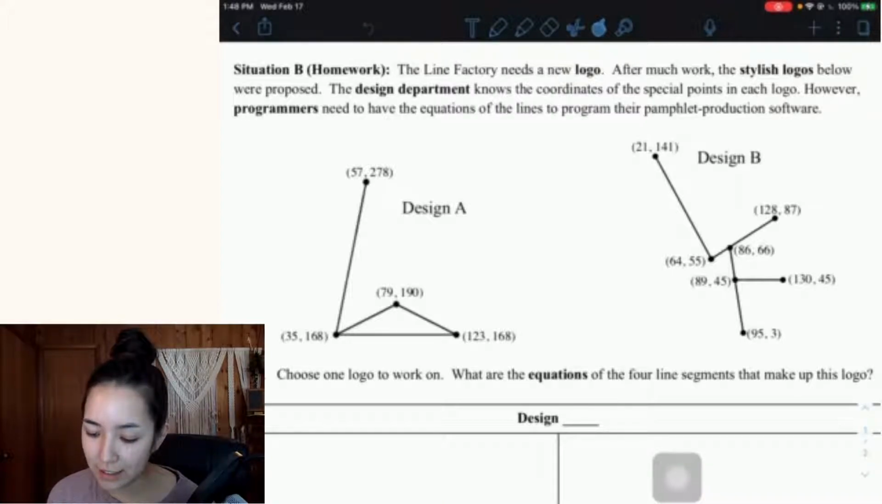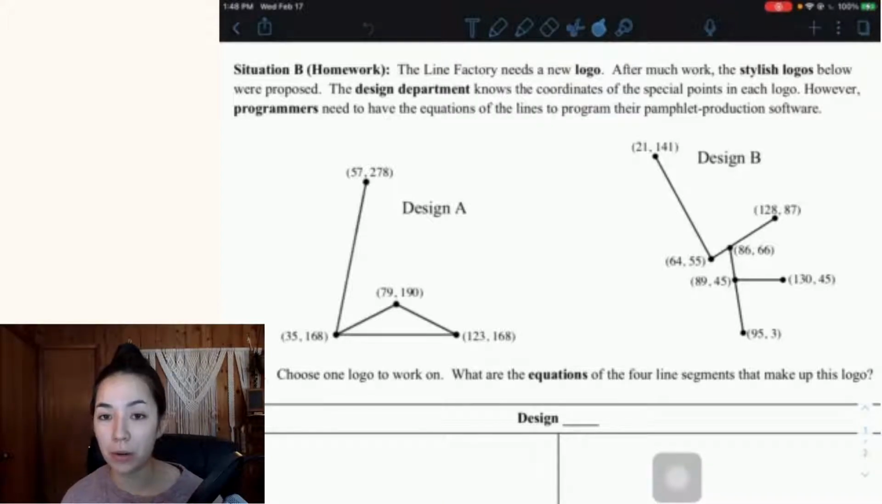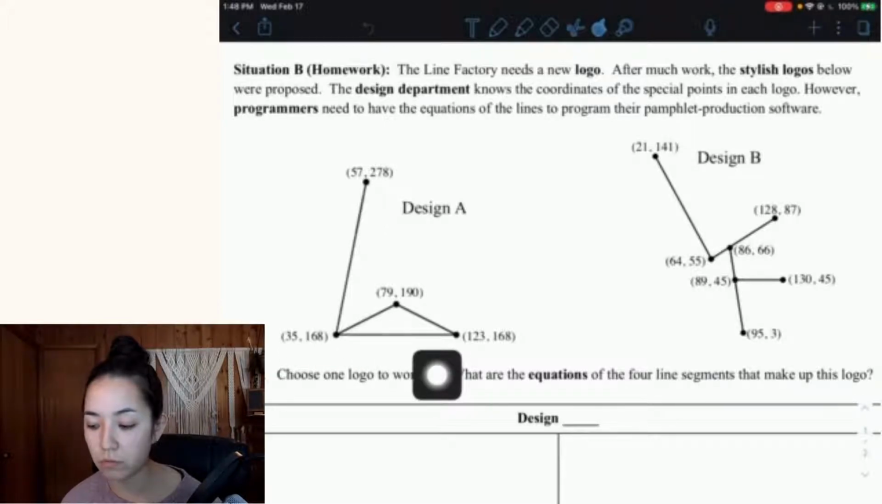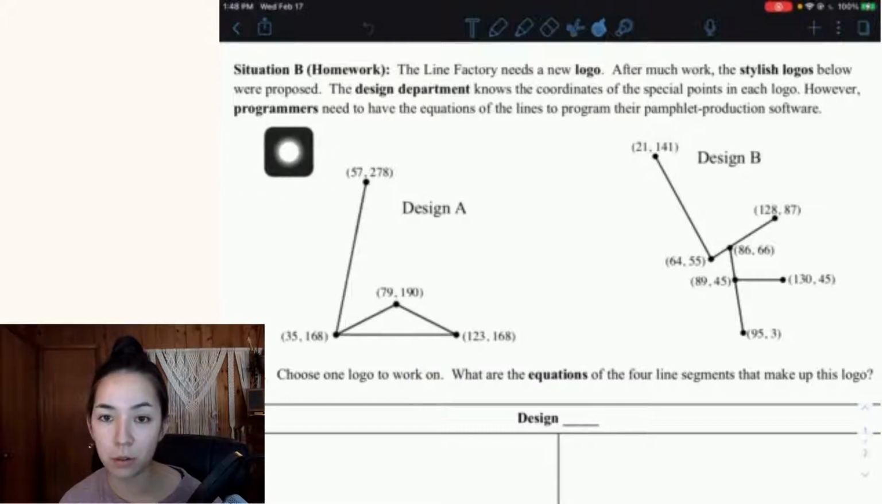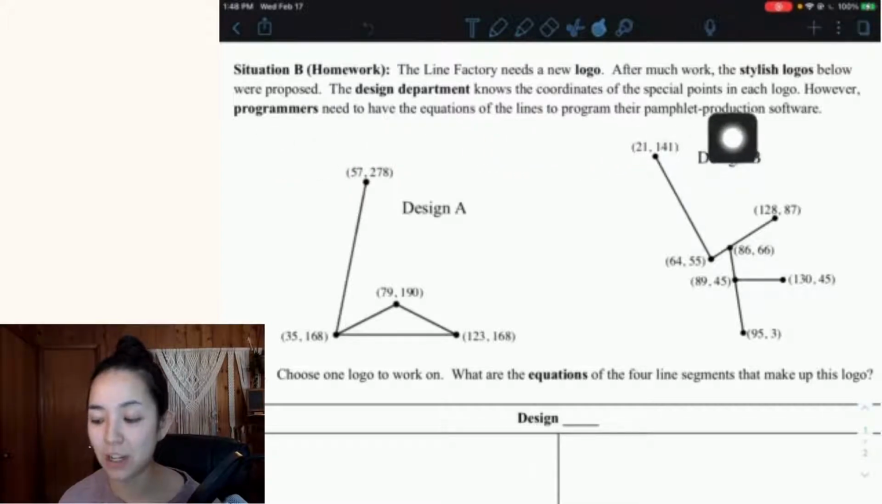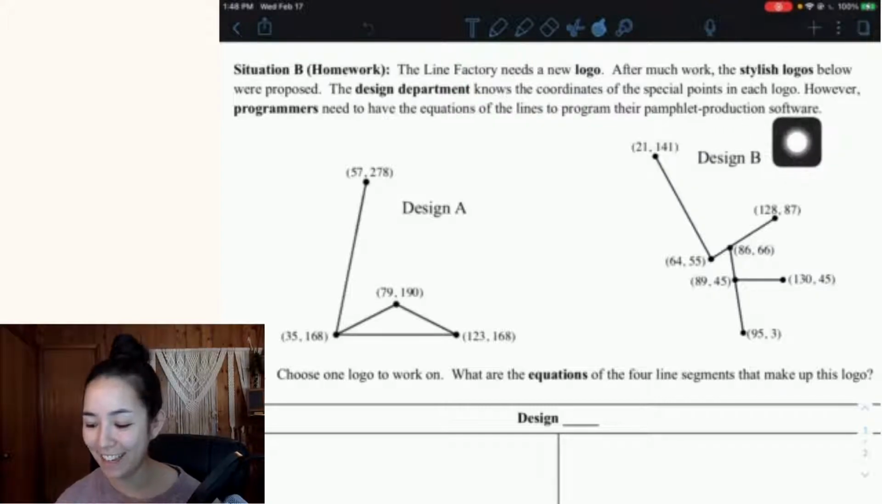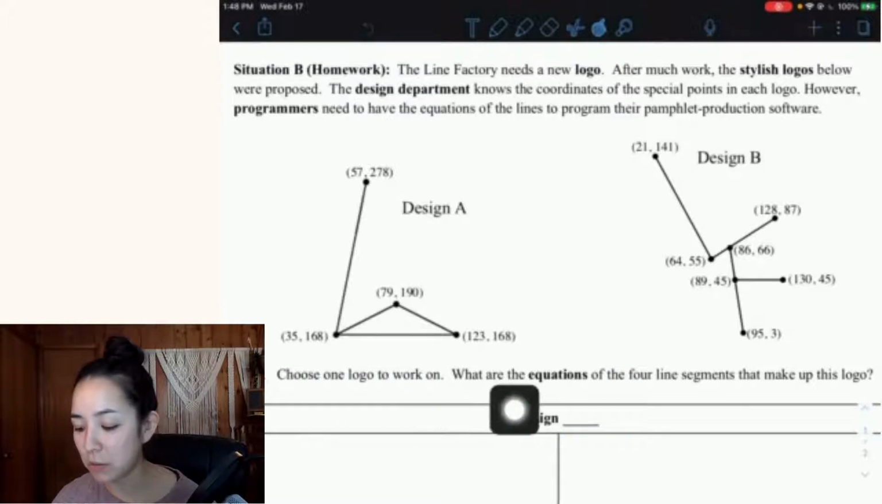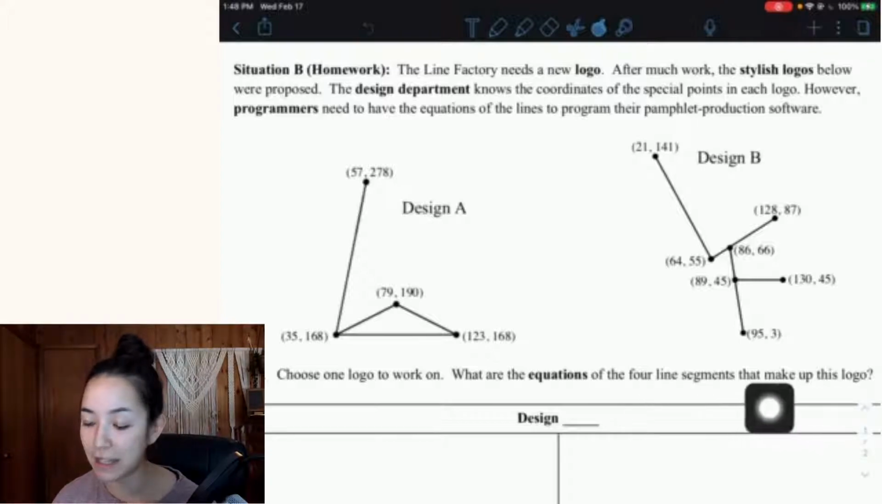So the Line Factory that you work at needs a new logo. After much work, the stylish logos below were proposed. The design department knows the coordinates, so these points, of the special points in each logo. However, the programmers, so the people who are typing this code into a computer, need to have the equations of the lines to program their pamphlet production software. Fancy. So you are going to choose one logo to work on and write the equations of the 4 line segments that make up this logo.